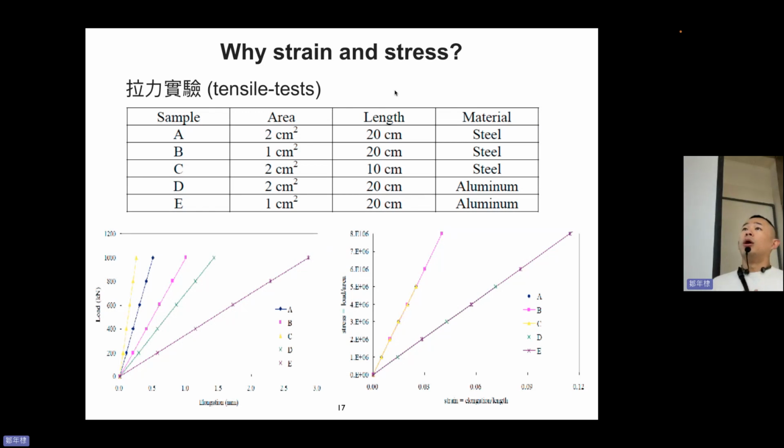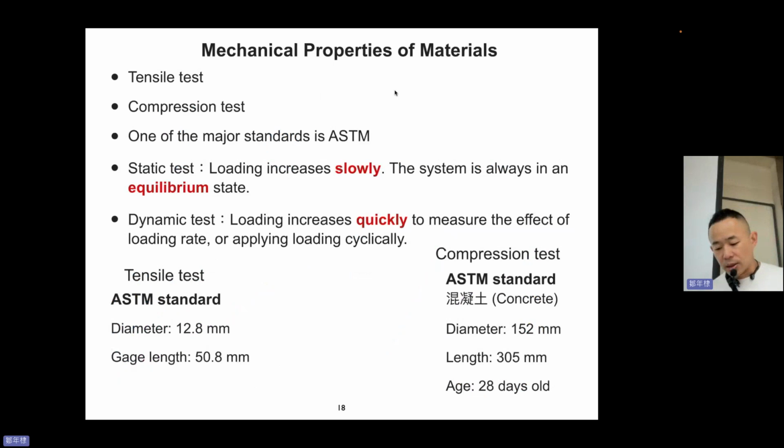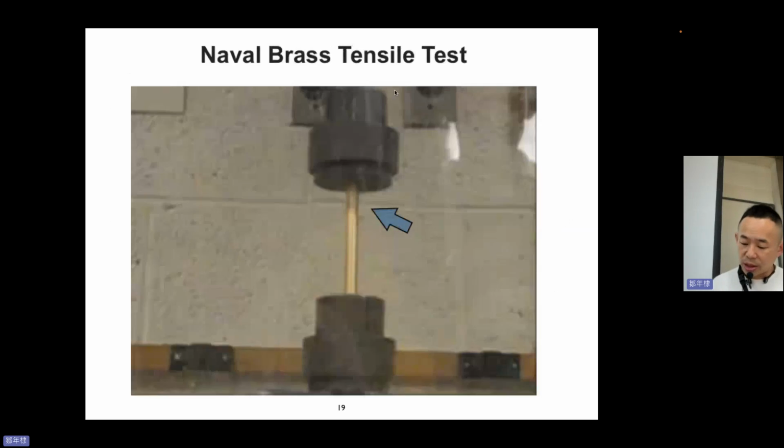And then we talked about why we are going to use strain and stress: because strain and stress get rid of the geometry effect. We only have the material effect. And this is the standard that we use to measure the mechanical properties.